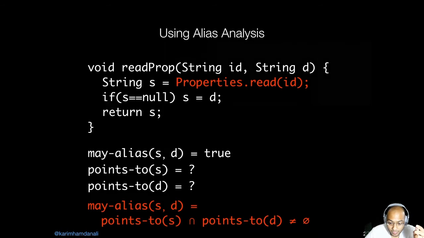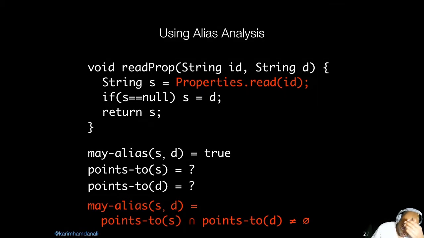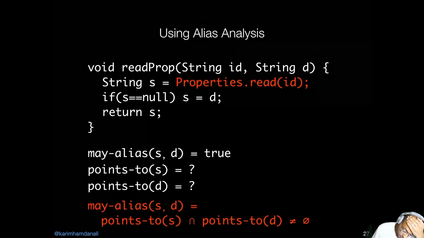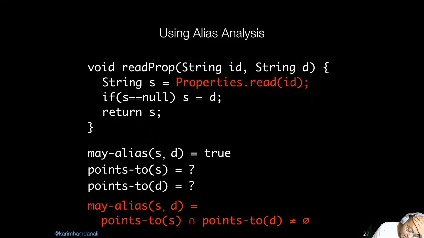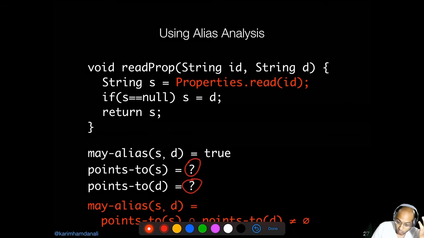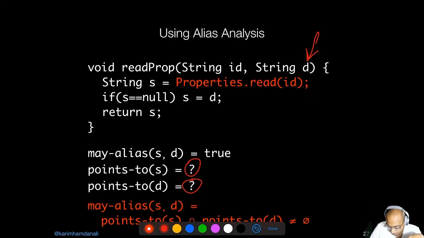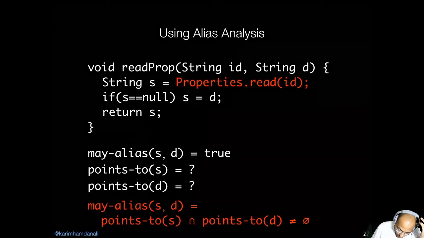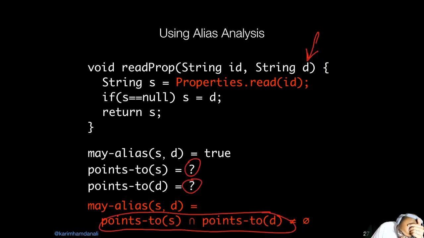Because if we try to define the may alias relationship as the points to set of S intersect points to set of D is not empty, well, I don't even know what the points to set of S is, right? I can't compute it because I can't analyze that library call. The points to set of D, well, I also don't know what that is because it's some argument that is passed to me from some caller, and I don't have information about that, so I don't know either of them. And in this case, I cannot go from the points to set relationship to the alias relationship, but I can still say that they may alias.